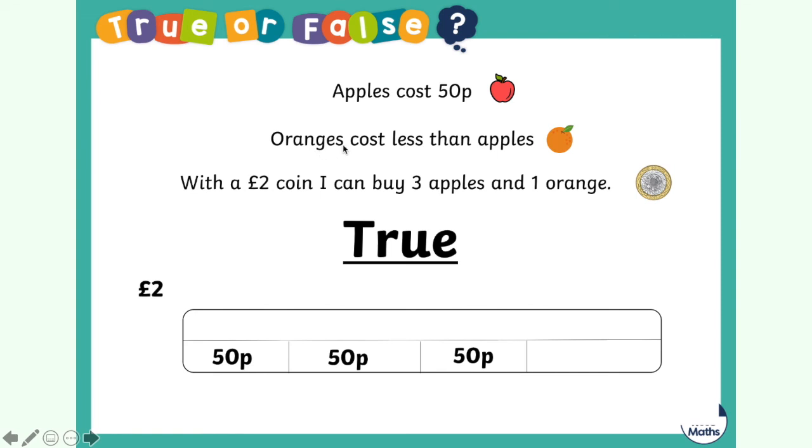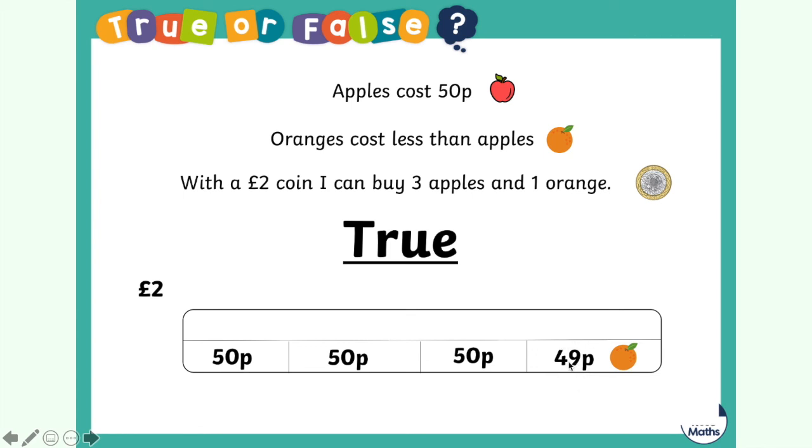Now, we've been told that oranges cost less than apples. We don't know exactly how much an orange costs. All we know is that it's less than an apple. So, a good way to approach this problem is to think, how much is the most that an orange can cost? Because we need to be sure that even if an orange is as expensive as it can be, we can still afford it. And the most that an orange can cost is 49p.